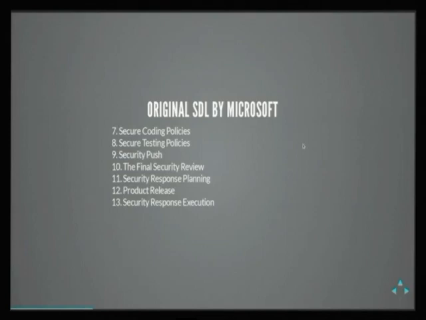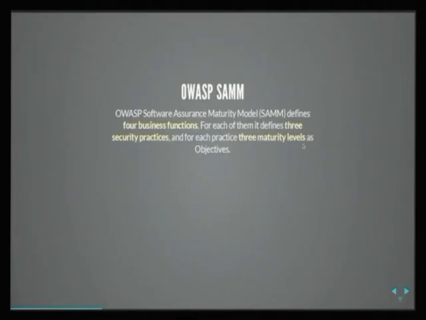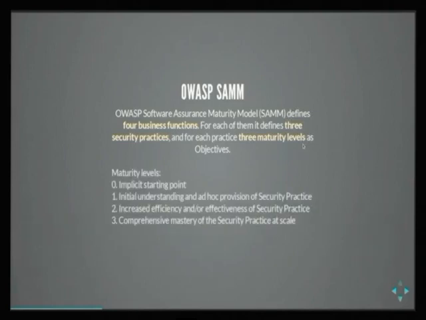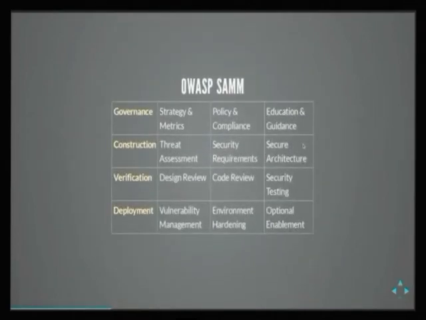There is also another model by OWASP, which is the Software Assurance Maturity Model. This one is maybe a little bit better for open source. It defines 4 business functions and 3 security practices. It's not important. And for each of them, it defines 3 maturity levels. For each of them, you should strive to get to the 3rd one, which is comprehensive mastery of the practice. And these are the practices. Some of them are easy to acquire in open source. For example, code review.